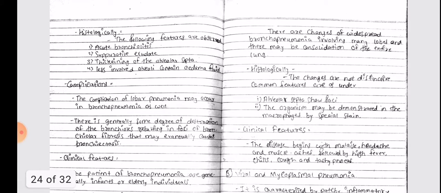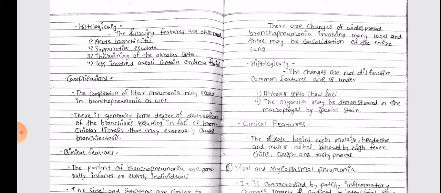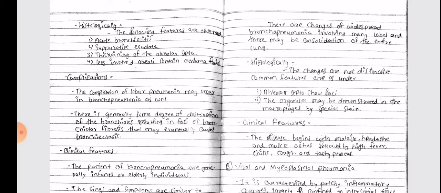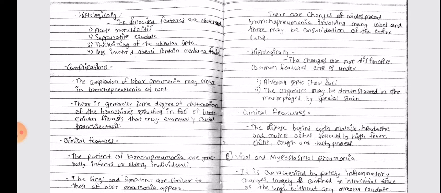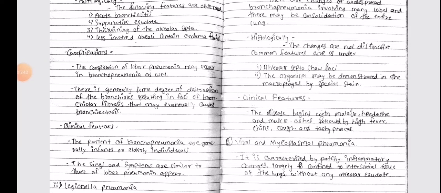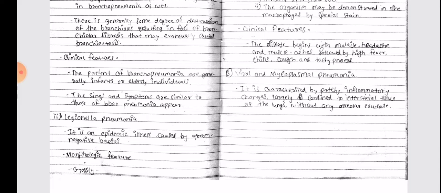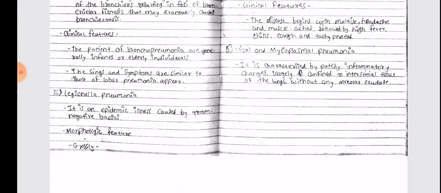Histologically, the following features are observed: acute bronchiolitis, suppurative exudate, thickening of alveolar septa, and less involved alveoli contain edema fluid. Complications. The complications of lobar pneumonia may occur in bronchopneumonia as well, as there is generally some degree of destruction of the bronchioles, resulting in foci of bronchiolar fibrosis that may eventually cause bronchiectasis. Clinical features. The patients of bronchopneumonia are generally infants or elderly individuals. The signs and symptoms are similar to those of lobar pneumonia.